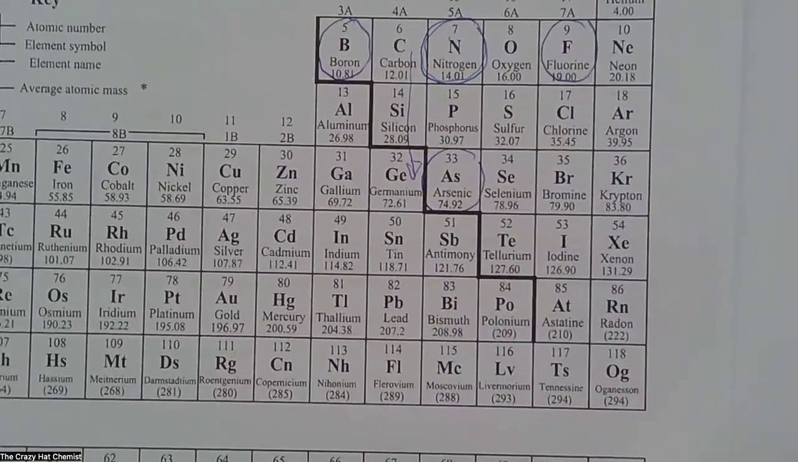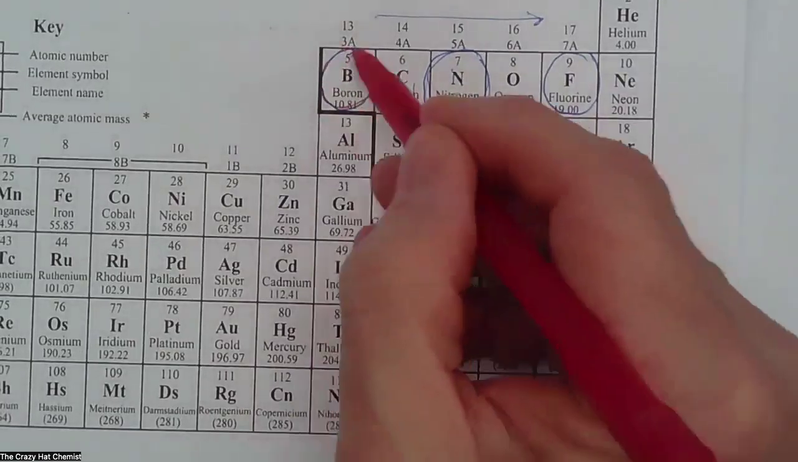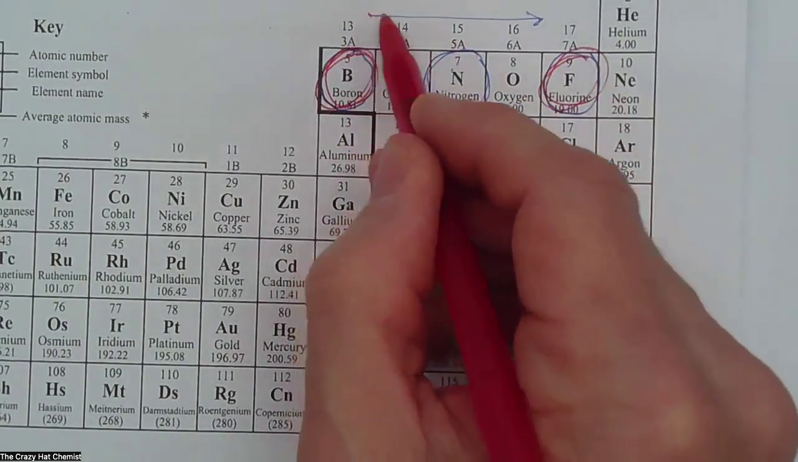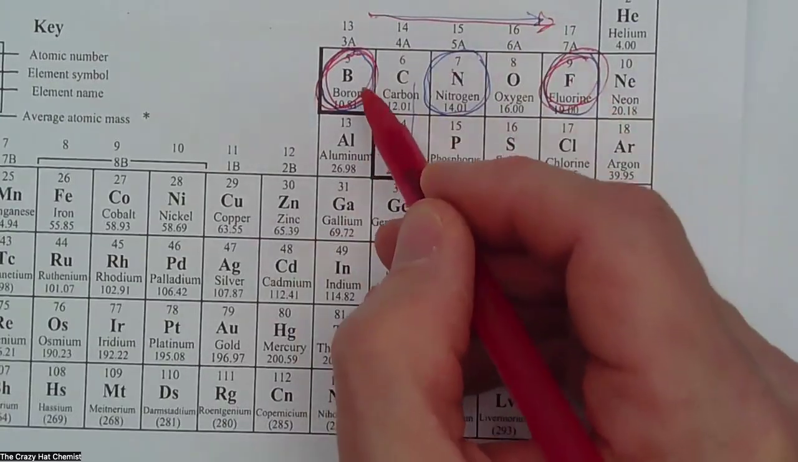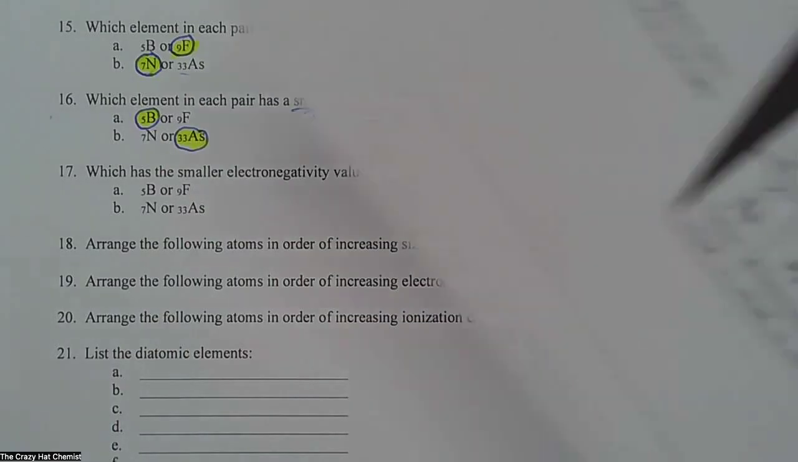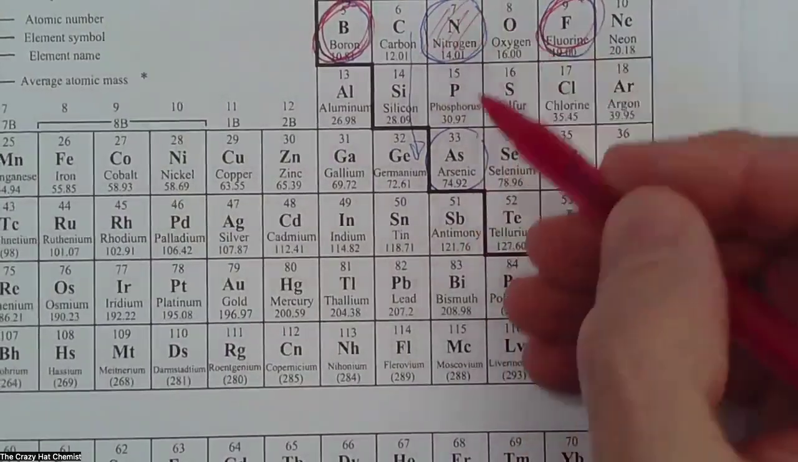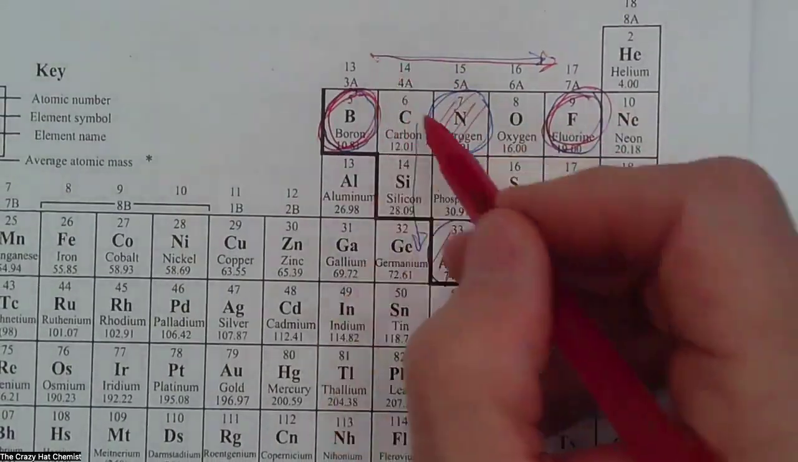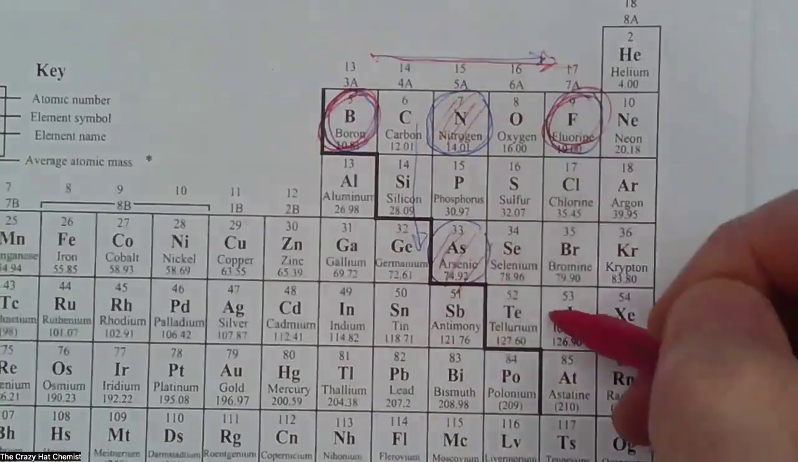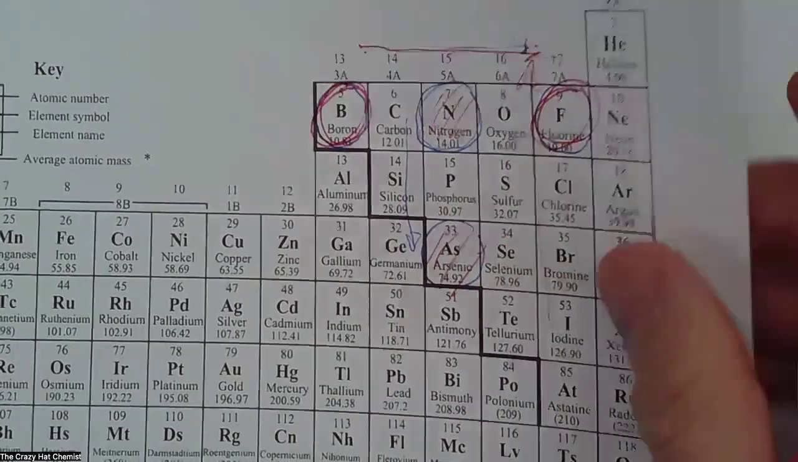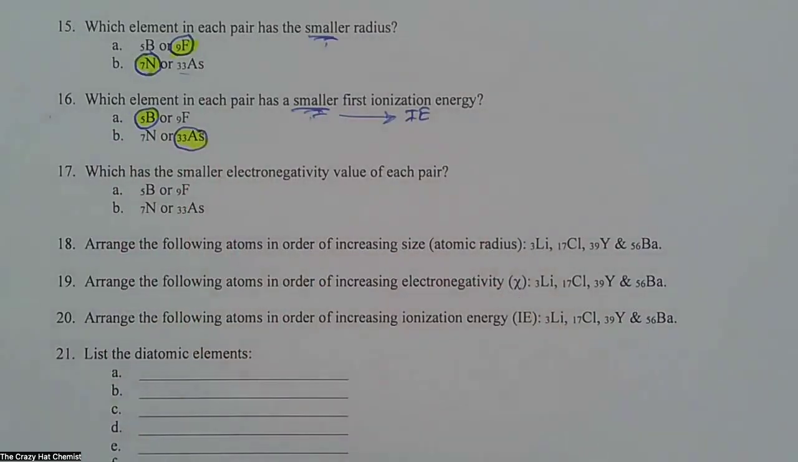Okay, so ionization energies go as follows. We are going to compare the boron and the fluorine, and ionization energies increase as you go to the right. So the smaller one would be the boron. Is that correct? Yes, that is correct. Between nitrogen and arsenic, the ionization energy increases as you go to the right, and up it increases. So the smaller one would be the arsenic, and yep, that is correct.